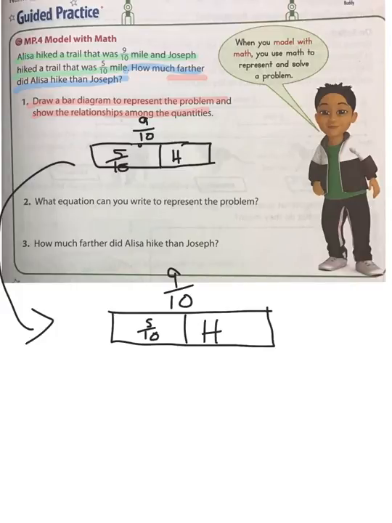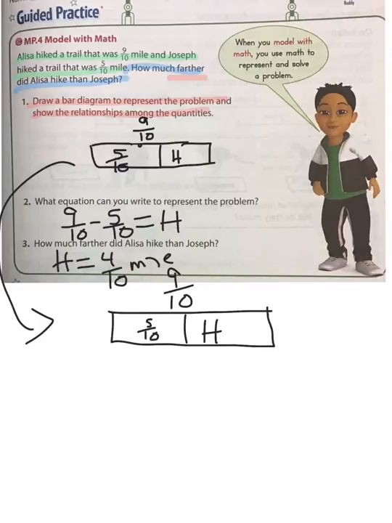So our equation is just going to be 9/10 minus 5/10 equals H. We can use mental math, and we know that our answer would be 4/10. So H equals 4/10 of a mile. And that's it. That's all you have to do.